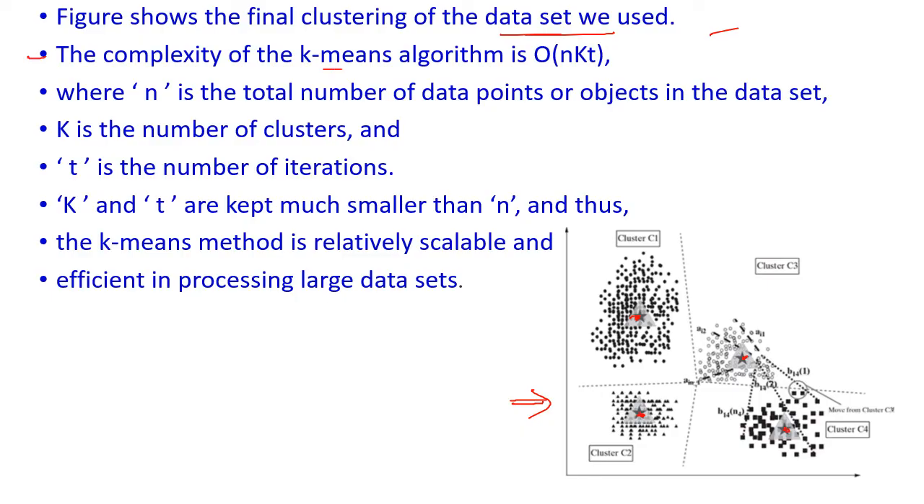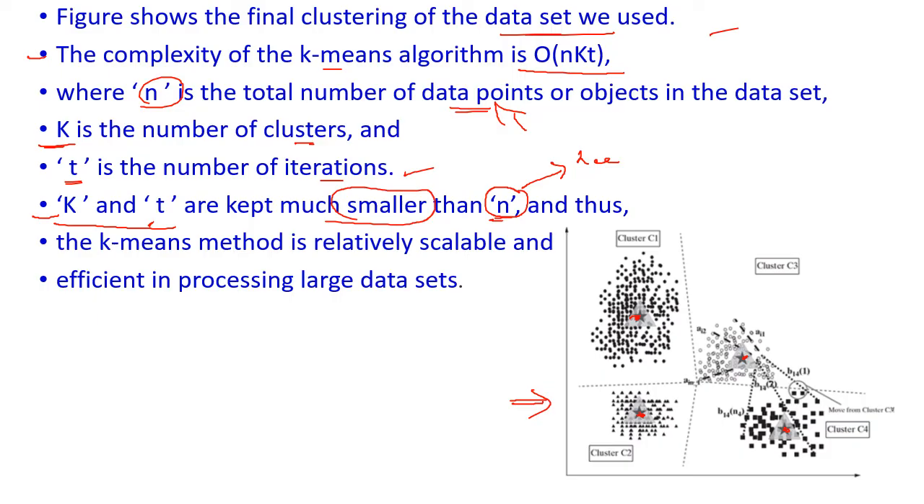The complexity of the K-means algorithm is order of nkt, where n is the total number of data points in the data set, k is the number of clusters, and t is the number of iterations. k and t are kept much smaller than n. That means the total number of data points should be very high and the number of clusters and iterations should be very small. Then this K-means algorithm will be very efficient, right?